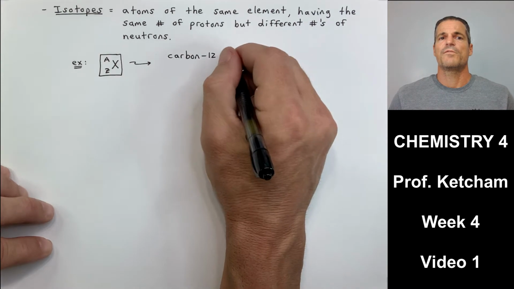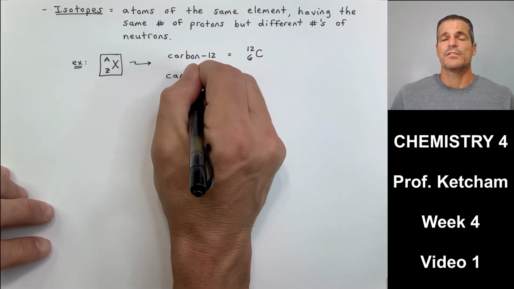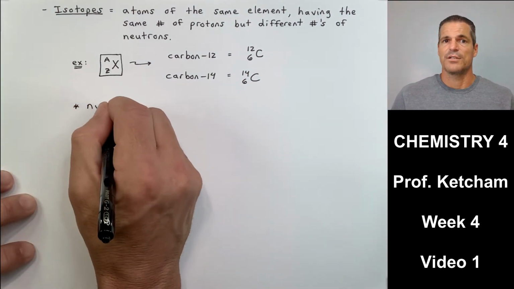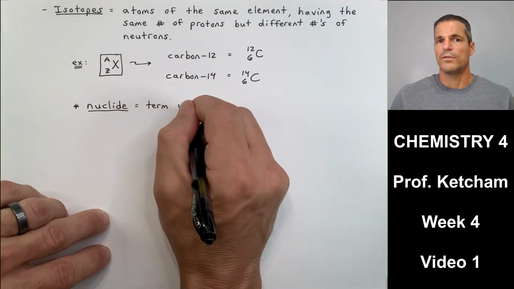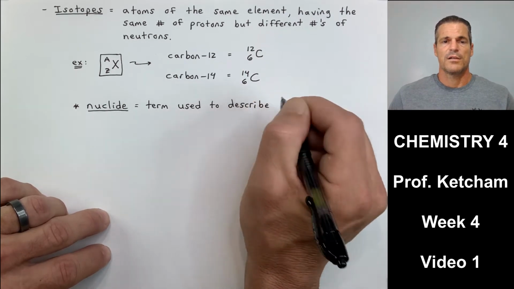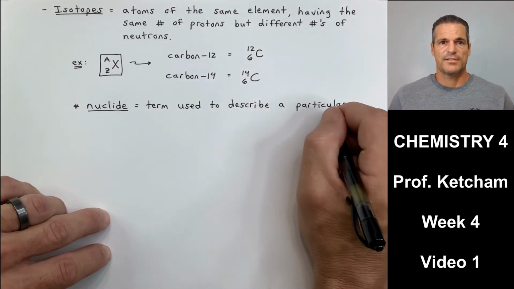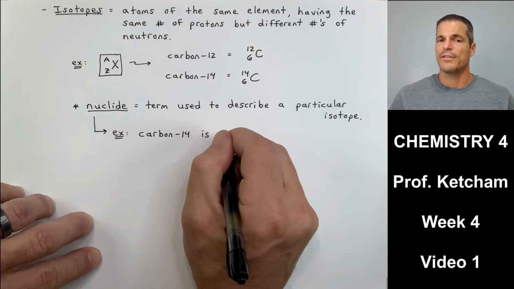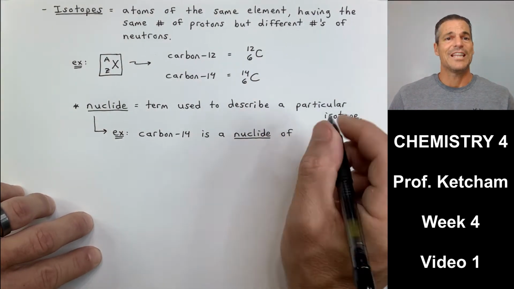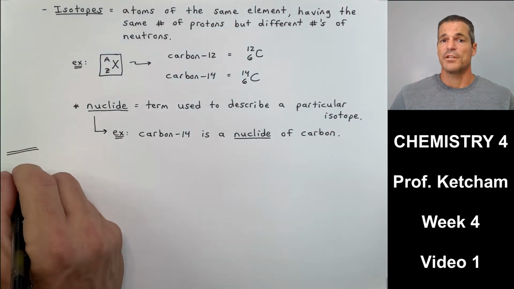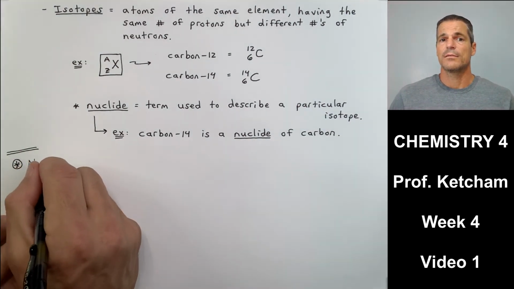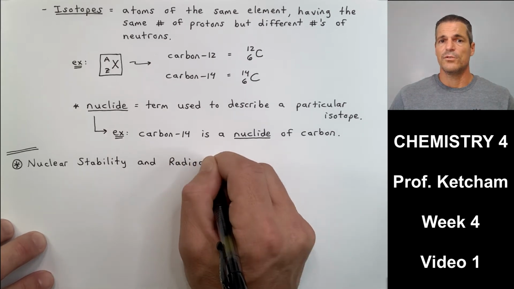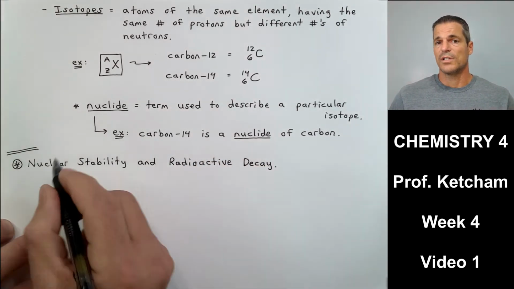All right? So if you remember from the previous few lectures, this is the nuclear symbol notation in the box. And then carbon-12, carbon-14, that is hyphen notation. So carbon-12 is just 12,6C. Carbon-14 is 14,6C. All right? Now, another new term for you, not nucleon, we just learned about that one. Nucleon is a proton or a neutron. A nuclide is a term used to describe a particular isotope. So carbon-14, right there in that example, that is a nuclide of carbon. Carbon-13 is a nuclide of carbon. Carbon-12 is a nuclide of carbon.